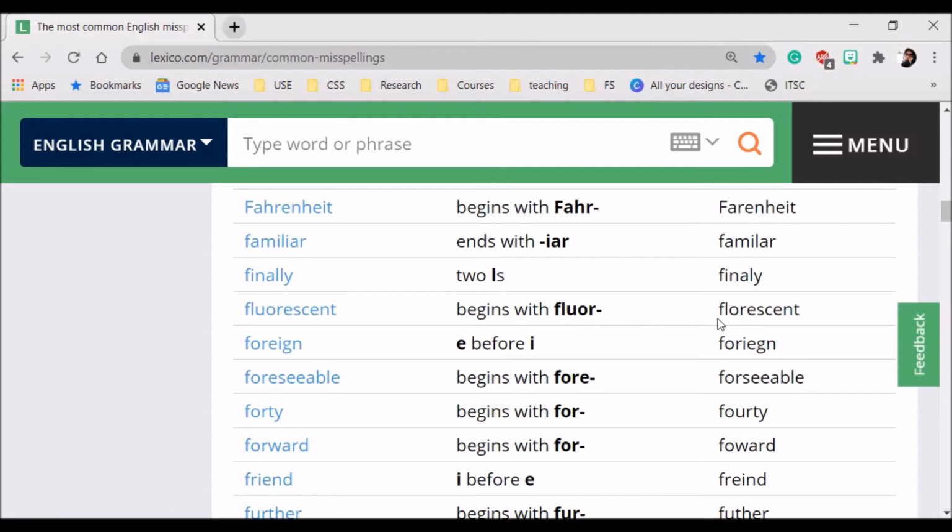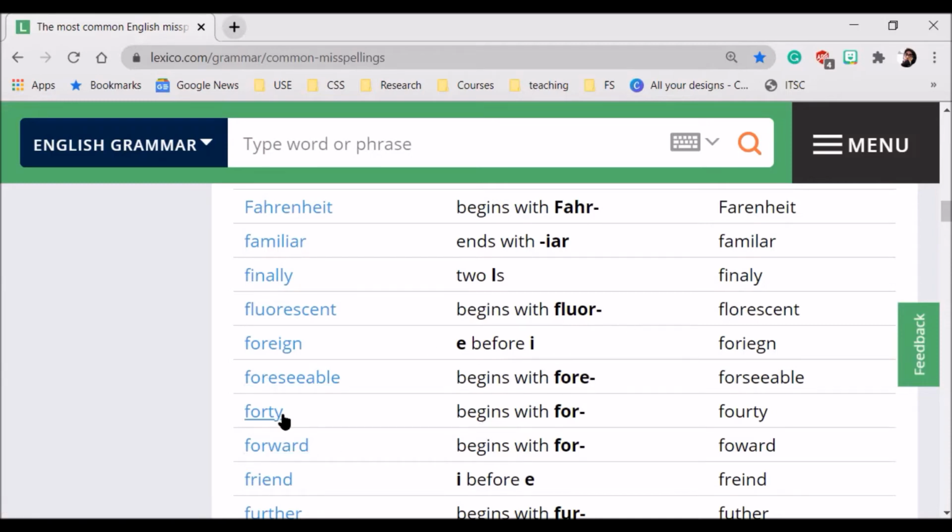UOR, not OR. Okay. Then we have foreign. If foreign has EI, because E comes before I, so foreign has E and I. Then we have foreseeable, that begins with for. So many words begin with for, because it can be a compound word kind of, so we'll have a for complete here.